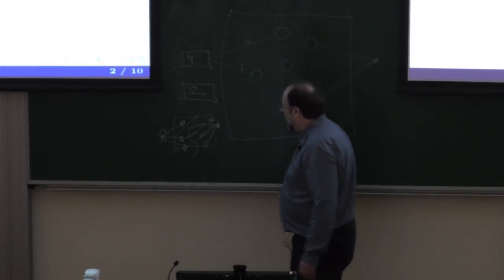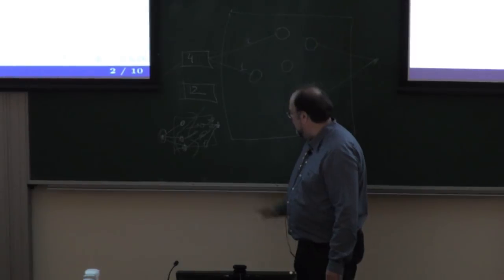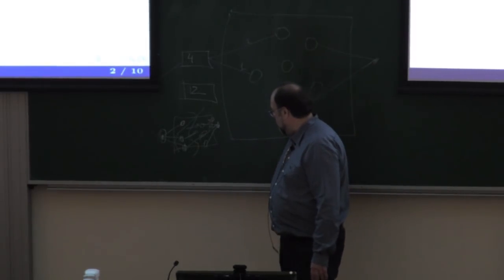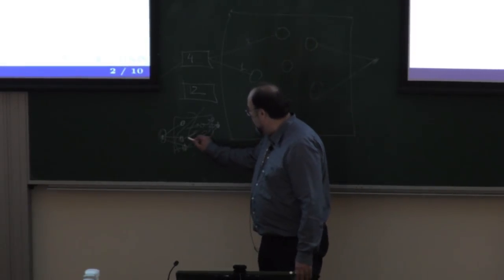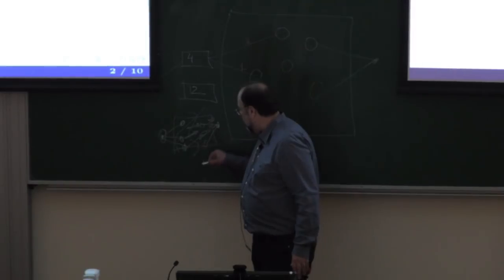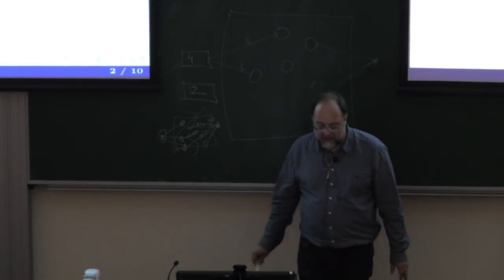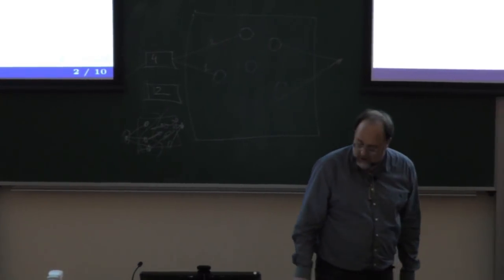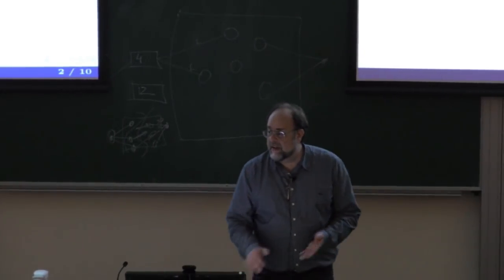So this is the trick to reduce. If you put capacities one, then the minimal cut reduces just to counting how many edges go across. Yeah, very good.